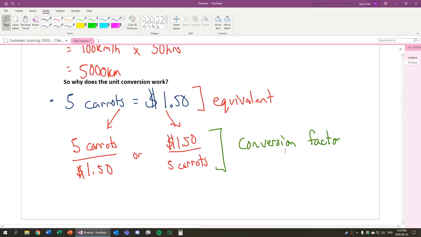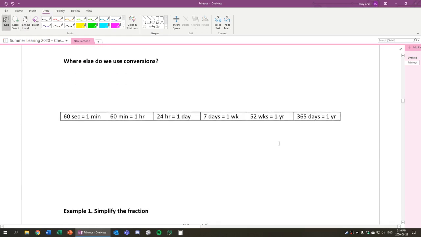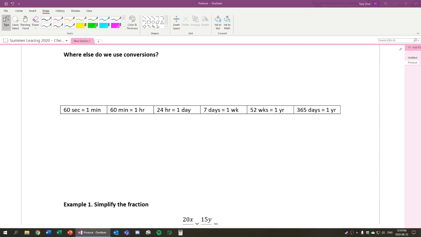So where else do we see conversion factors? Well, we see conversion factors everywhere. As long as there are things that are equal to each other, they can work. For example, let's look at time. We know that 60 seconds is equal to 1 minute. We know that 60 minutes equal 1 hour. We know 24 hours is 1 day, 7 days in 1 week, 52 weeks in a year, and 365 days approximately per year.